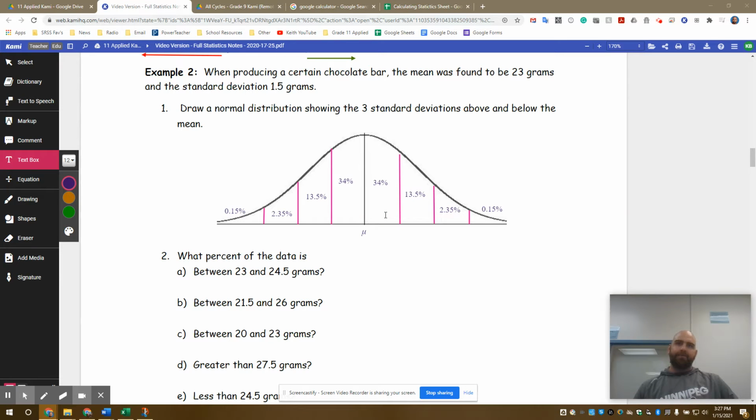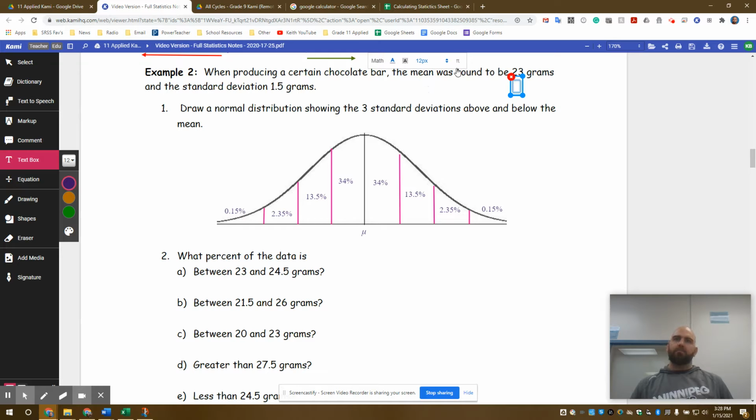So we're going to take a look at example number 2, which also deals with normal distribution, and looks at the manufacturing process of a chocolate bar. When producing a certain chocolate bar, they've determined that the mean was going to be 23 grams with a standard deviation of 1.5 grams. It is important that we understand where these values are coming from.